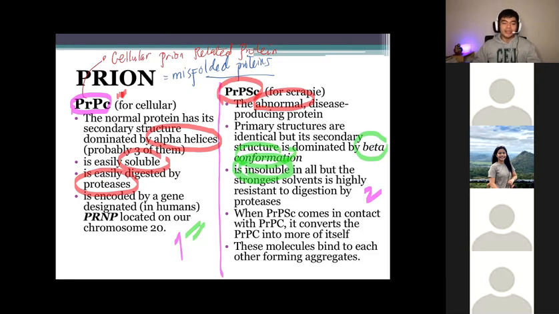Okay, so that is for PRP-SC. O yun lang, tandaan nyo yung pinagkaiba nila. Okay? So yan yung prion diseases.